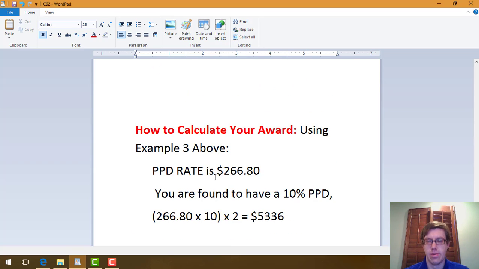So finally, how do we calculate the award? How do you calculate how much money you're going to get? So you use example 3 and above, and we calculated again that our PPD rate is $266.80. Then in this instance, the doctor finds that you have a 10% permanent partial disability, and then the BWC issues an order, and you have that 10% permanent partial disability. So you take that PPD rate times 10, and then you multiply that by 2, and then the $5336 is your C92 percentage permanent partial disability award.